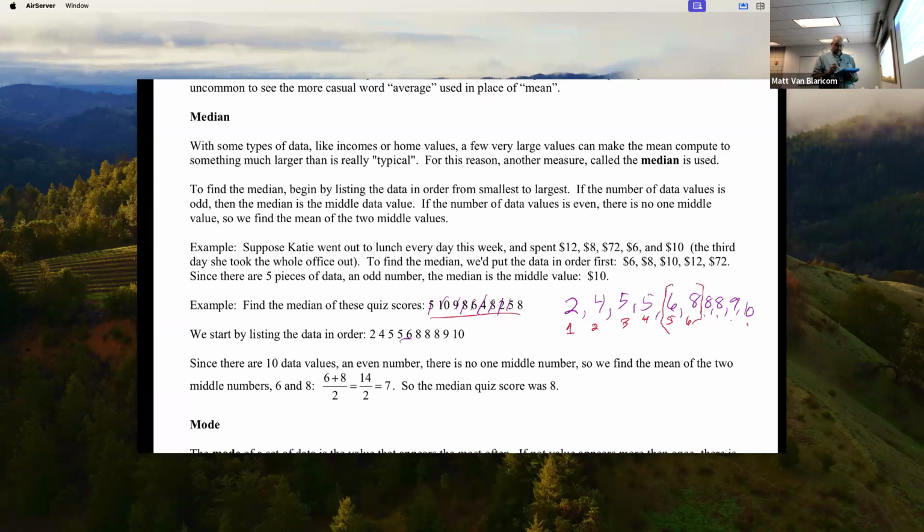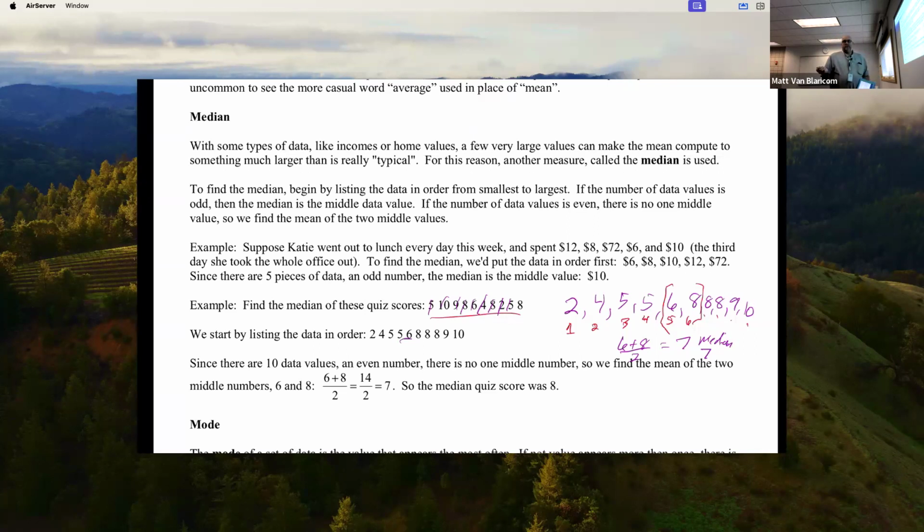Now I'm going to take that 5th and 6th item, these two, and find their average. So we're going to say 6 plus 8 divided by 2. 6 plus 8 is 14. 14 divided by 2 equals 7. So I know the median is 7. That's the very center of the data set.